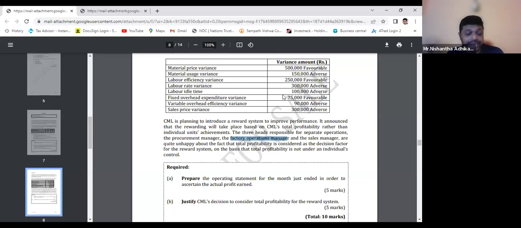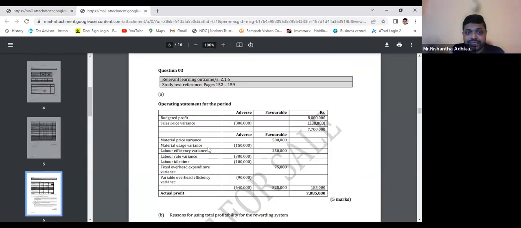But the main thing is that cheating can happen, right? Goal congruence has not been achieved. Suboptimal decisions can be made. Therefore, it is better to give rewards based on overall profitability.